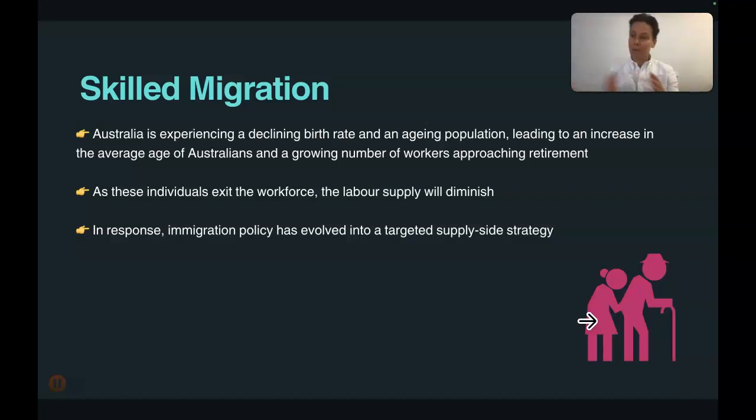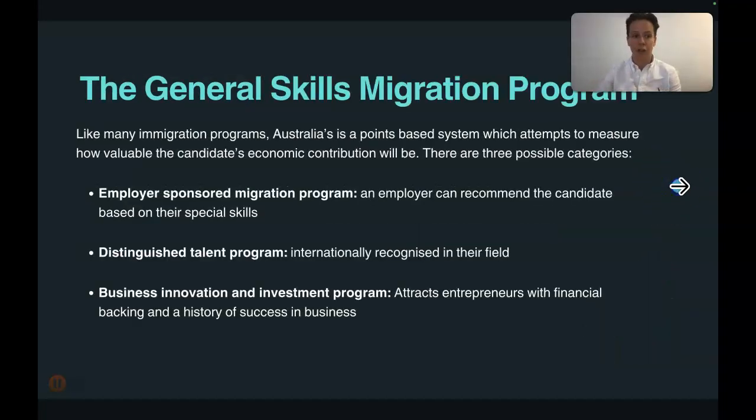If we've got fewer babies coming in and more older people exiting, you've got to wonder what impact that's going to have on the number of labour resources Australia has available to it, and also the quality of those labour resources. So as individuals exit the workforce, the labour supply will diminish. And so a response to this problem is skilled migration as an aggregate supply side policy to identify those gaps in our labour force and try and provide a solution.